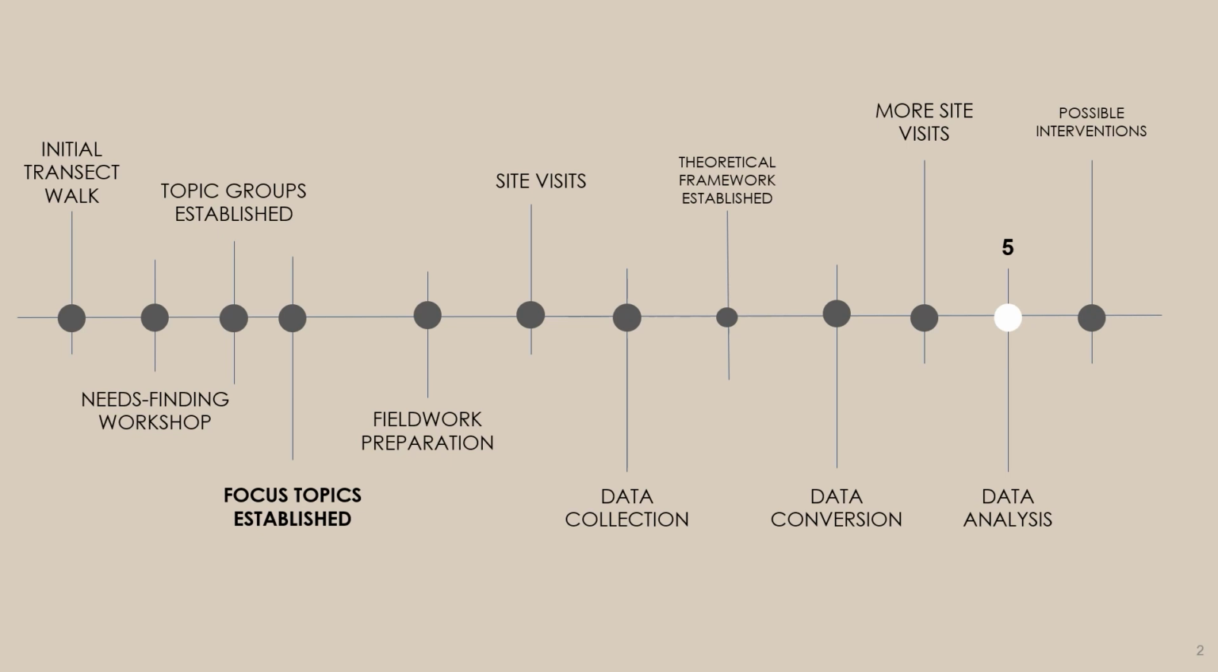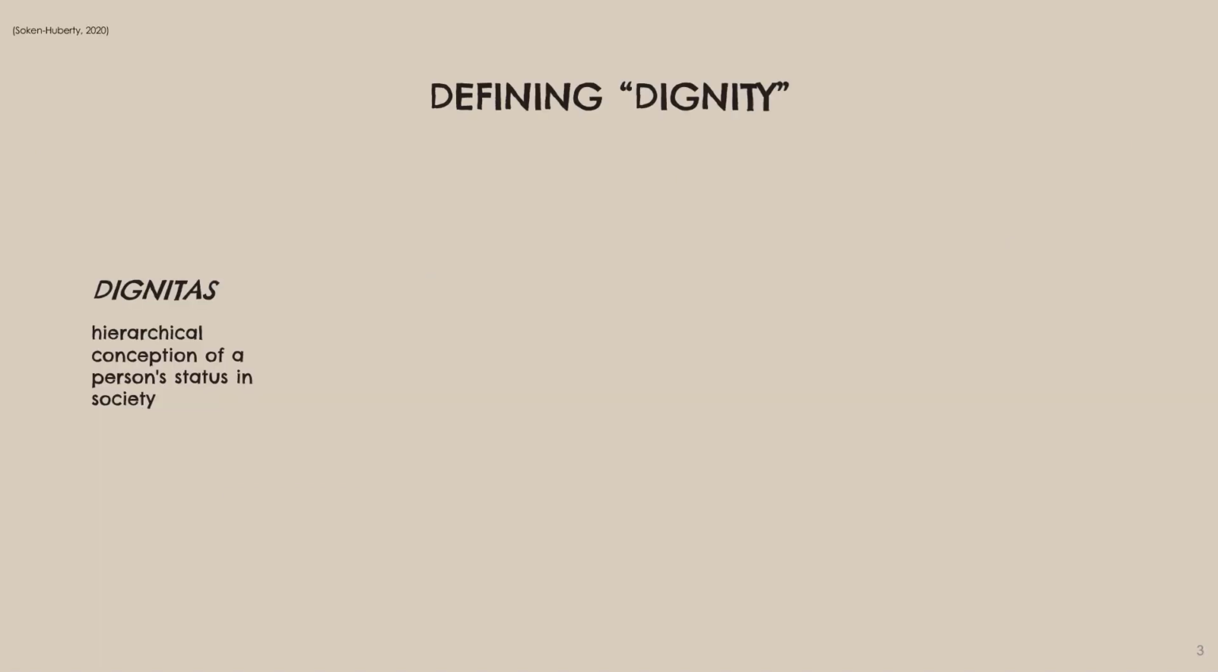Step 5 of the Ukadoba method is data analysis. We will now explain how our group analyzed data, starting with defining dignity. In the ancient Roman context, dignitas refers to the hierarchical conception of a person's status in society. However, the term dignity has evolved over the years.